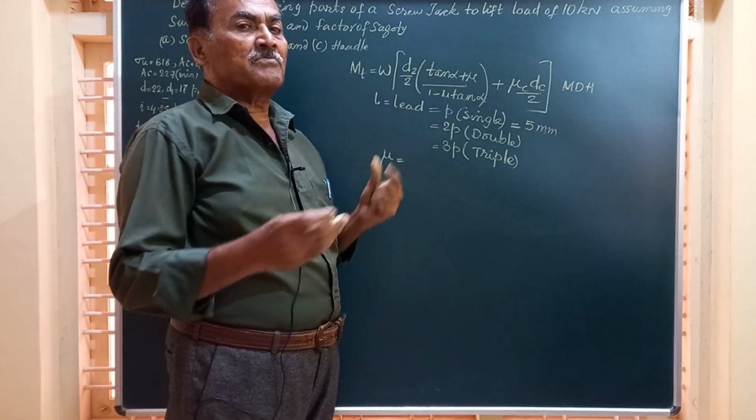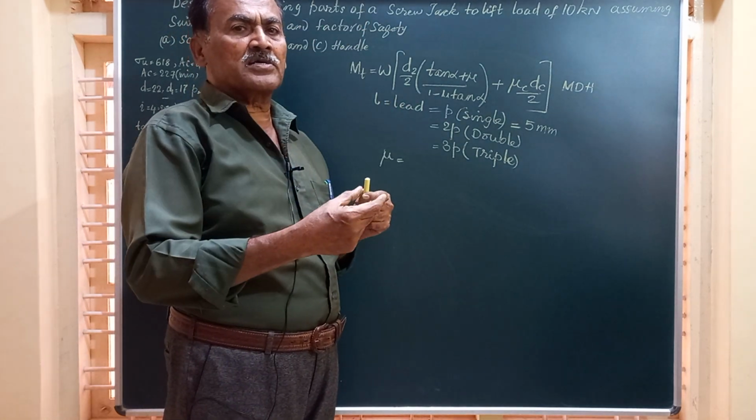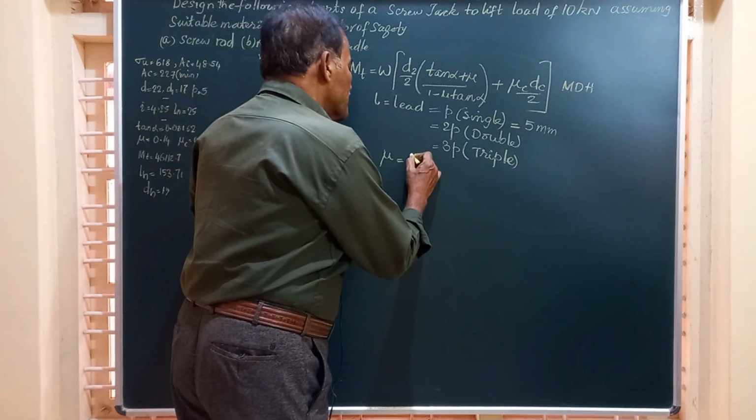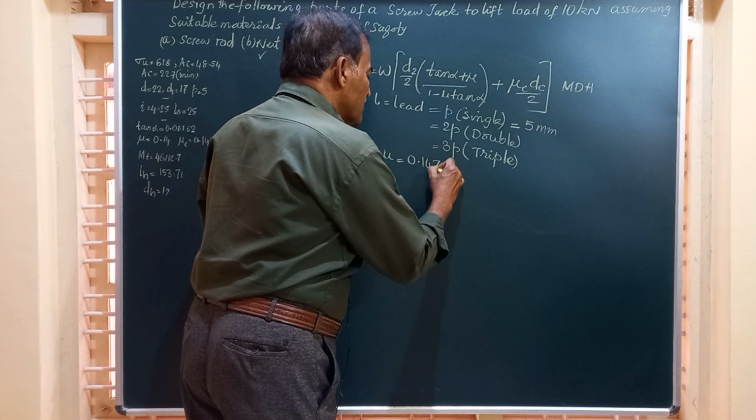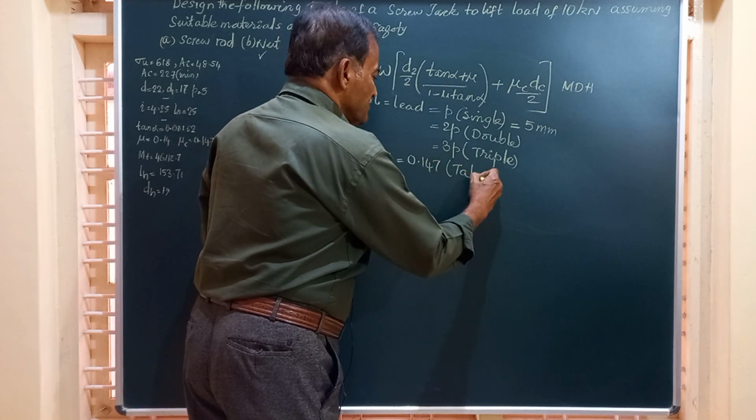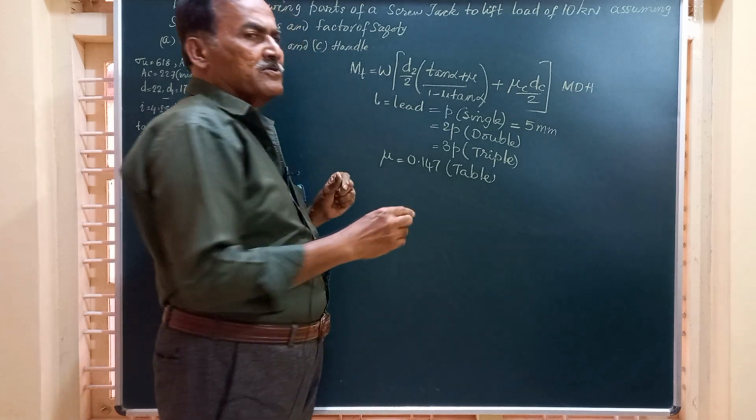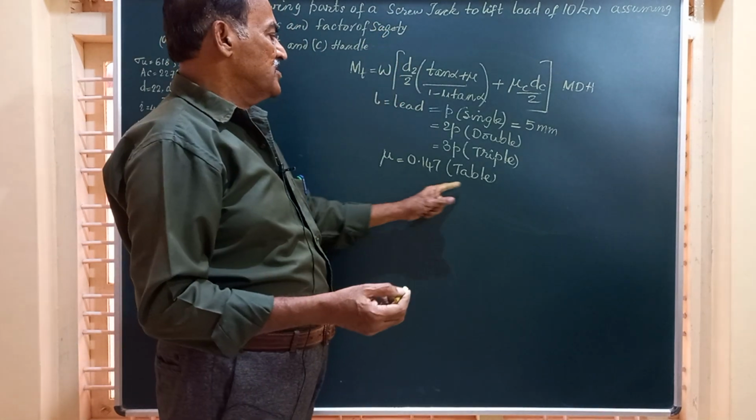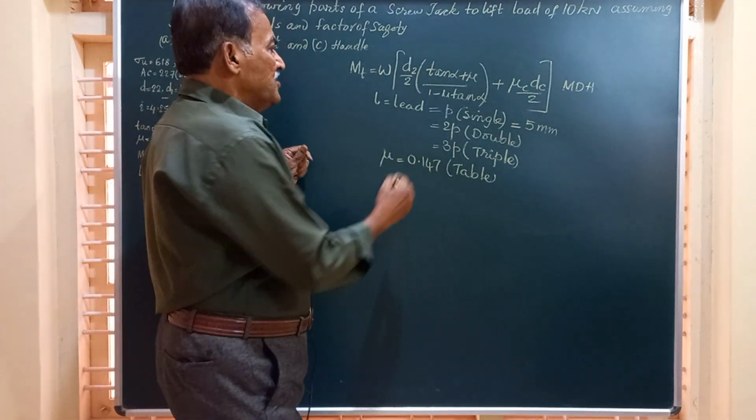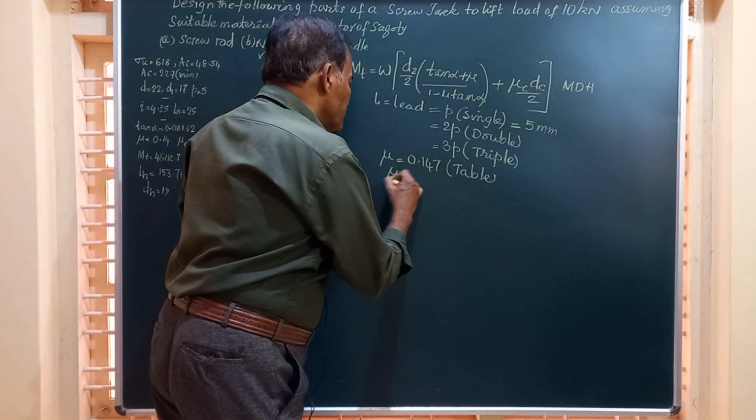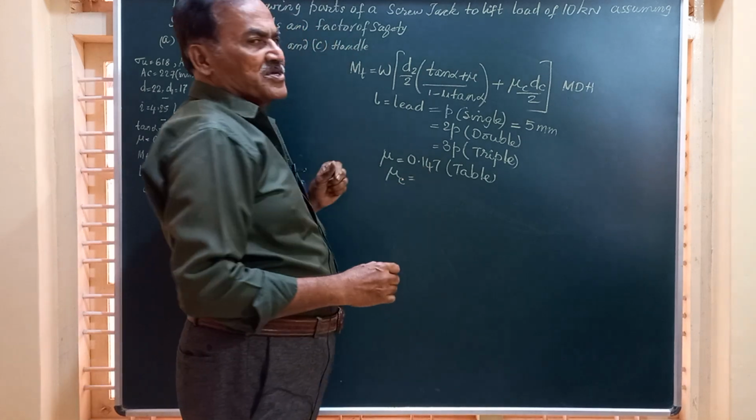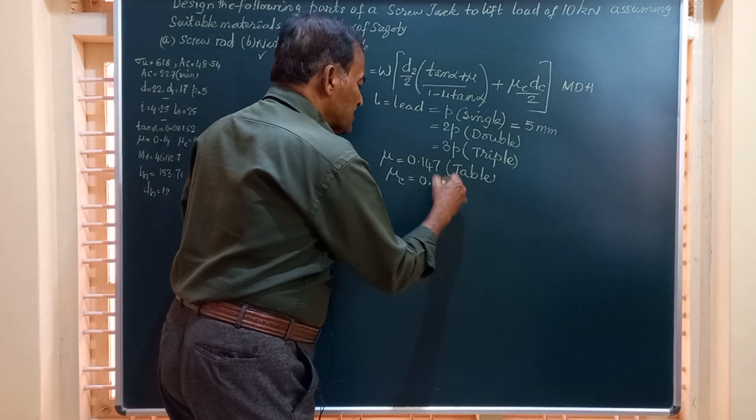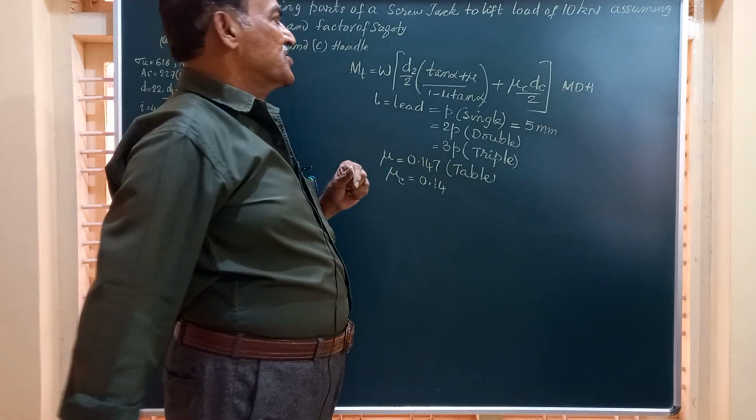And for the combination of the screw rod that is steel and the nut that is cast iron, the value of mu is 0.147 from the table. That is corresponding to a screw rod of steel and a nut of cast iron, a value available in MDH. Then friends, mu c is the coefficient of collar friction. Again from the table it is 0.14 for the same combination of these two.